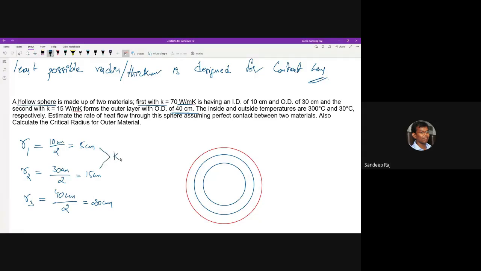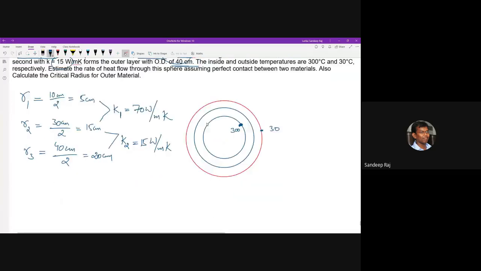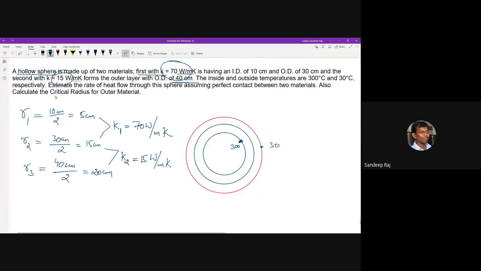In between these two, you will have K, let me call it K1, which is equal to 70 watt per meter Kelvin. In between these two, I have K2, which is equal to 15 watt per meter Kelvin. This value is given. And the inside and outside temperatures are given as, the inside is 300, the outside is 30, respectively. Estimate the rate of heat flow through the sphere, assuming perfect contact between the materials. Also, calculate the critical radius for the outer material.